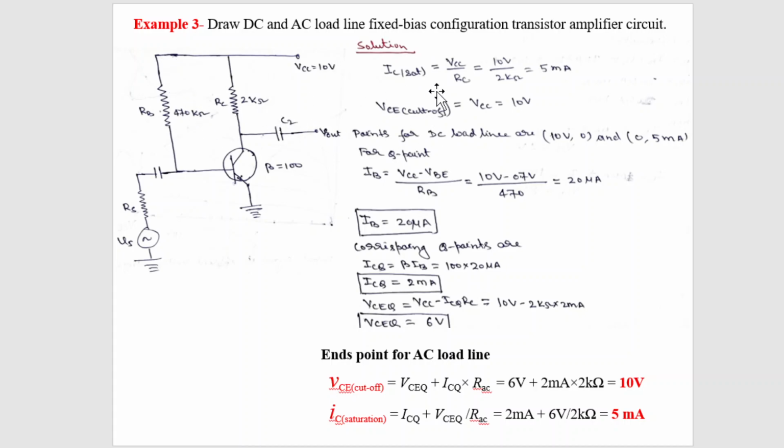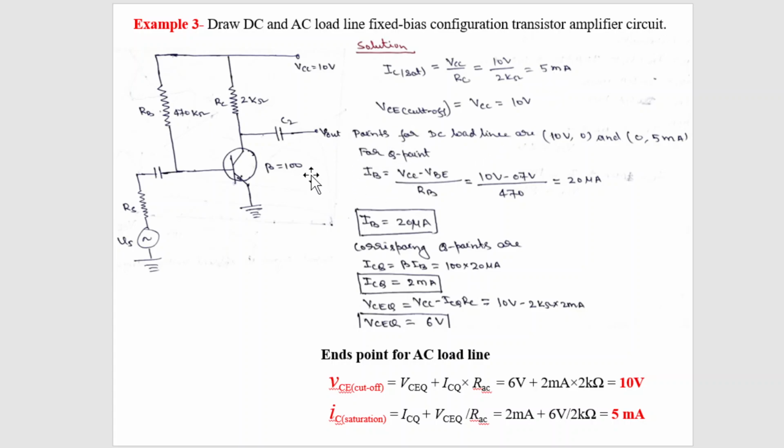IC saturation is equal to plus VCC divided by RC, that is 10 volt divided by 2 kilo ohm, which is 5 milliampere. This is one end point of the DC load line on the Y axis. Another end point on the X axis for the DC load line is VCE cutoff, which is equal to plus VCC, that is 10 volt. So the end points for the DC load line are 10 volt and 5 milliampere. And we have to determine the Q point.